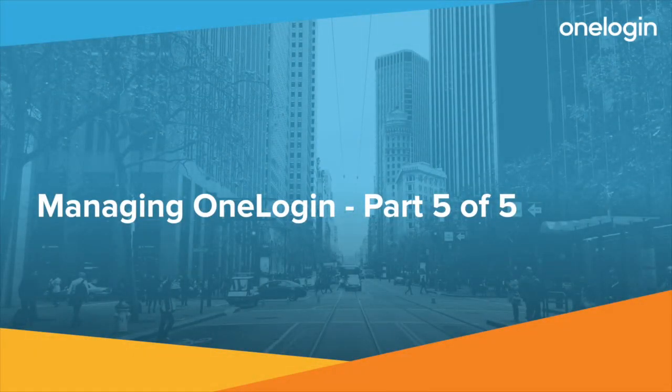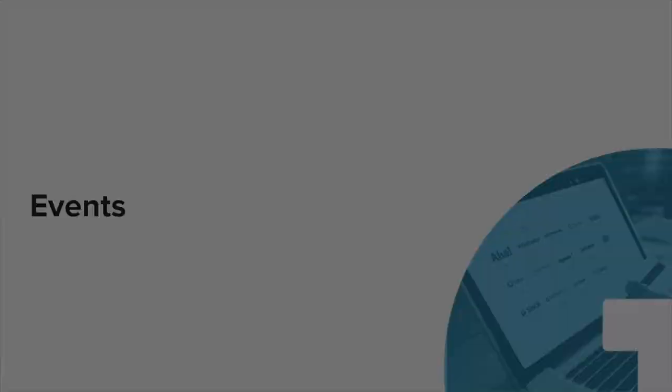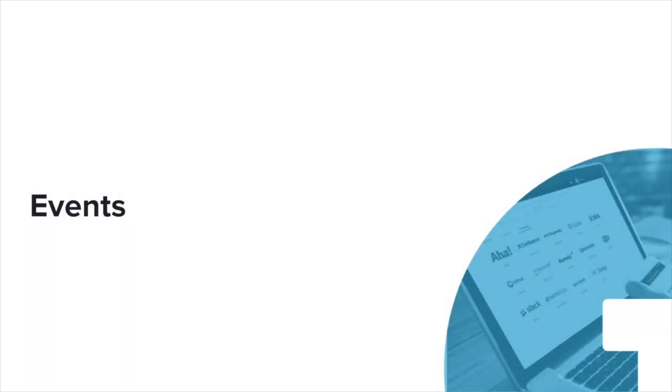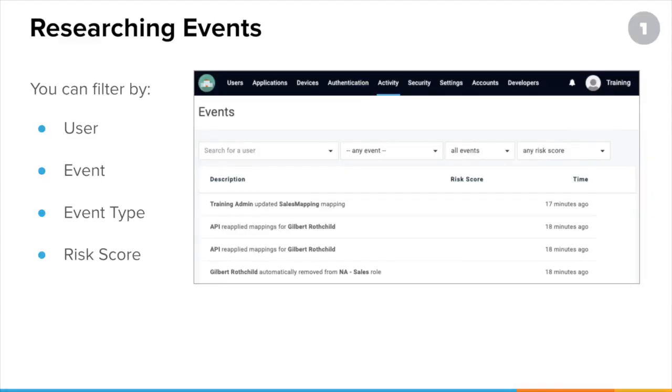To managing OneLogin, our final part, part 5. OneLogin tracks all types of events: user logins, when users are added to roles or added applications, when objects like directory connectors are created or modified. You can view all the events from the activity menu.